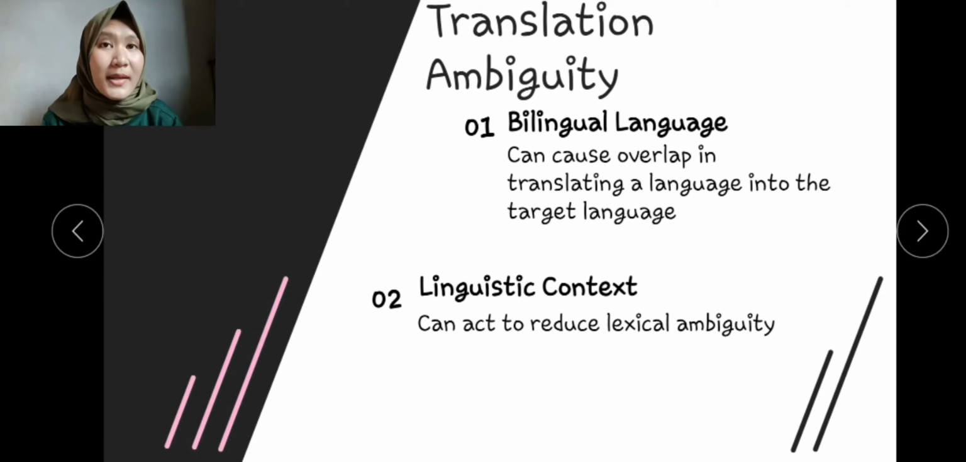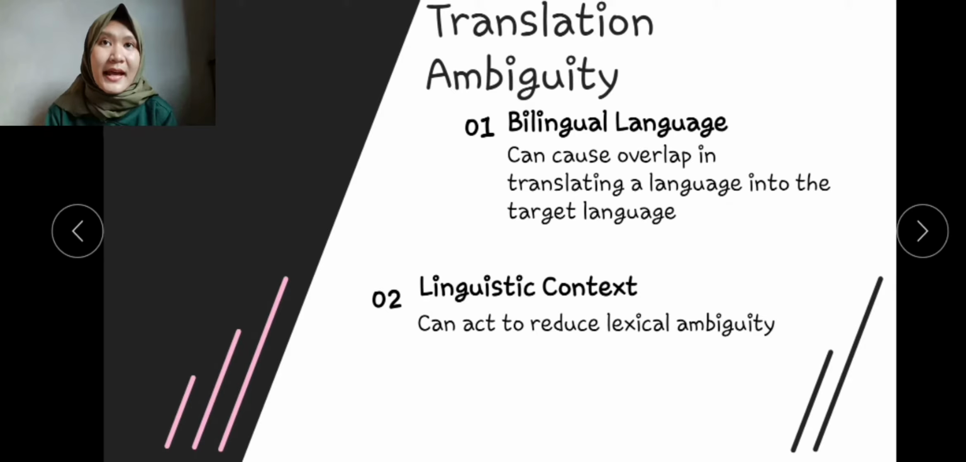And then, linguistic context can act to reduce lexical ambiguity. As a result, fewer translations may remain appropriate in certain contexts. This might happen when some translations are the result of homonymy or polysemy, that is, if the word in the source language has more than one meaning.